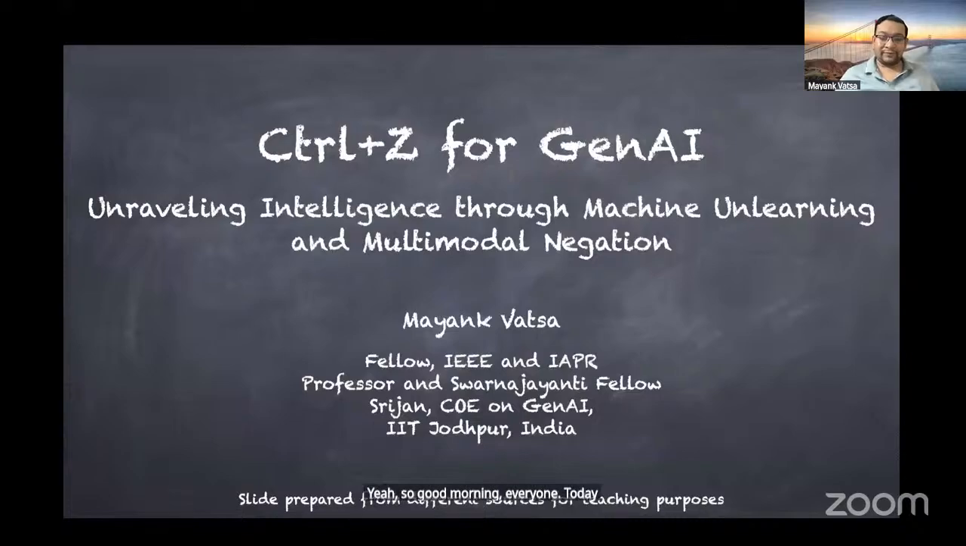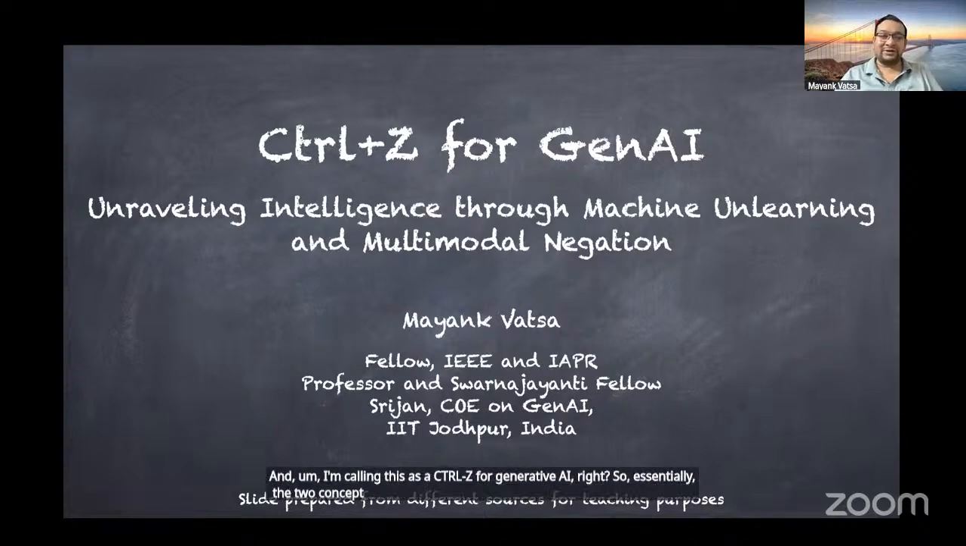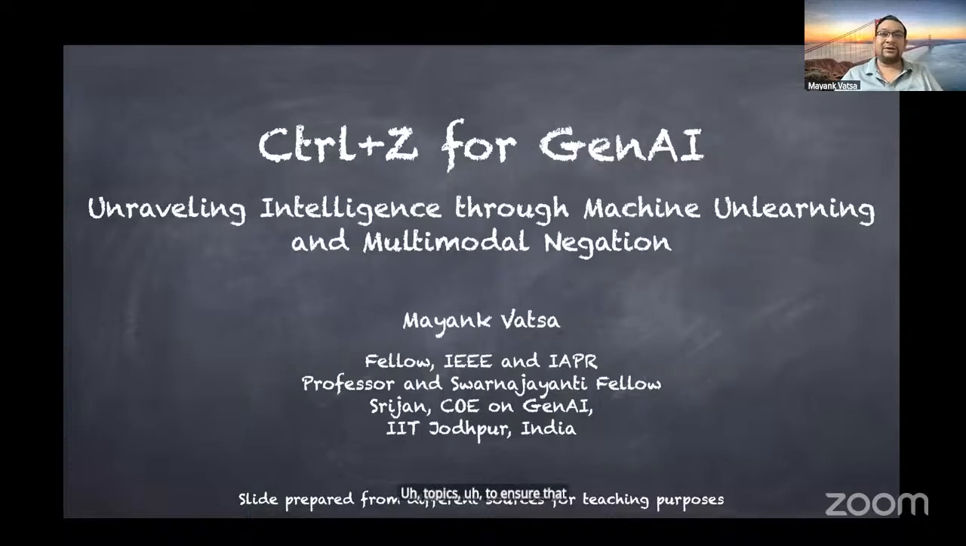Today, I'll talk about a very interesting concept which some of us started working on at the worldwide level in the foundation model generative AI space, and I'm calling this a control Z for generative AI. Essentially, the two concepts that we'll be discussing today are machine unlearning and multimodal negation. These are very important topics to ensure that we reach towards artificial general intelligence (AGI).